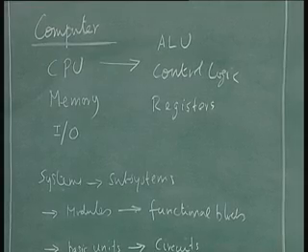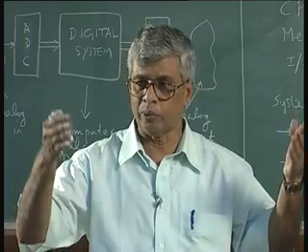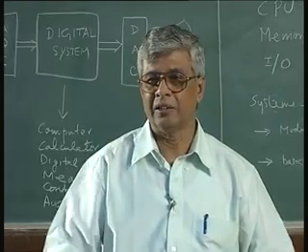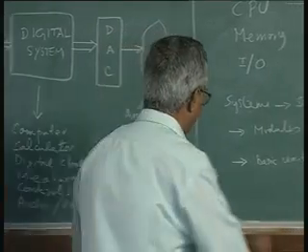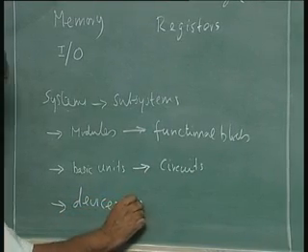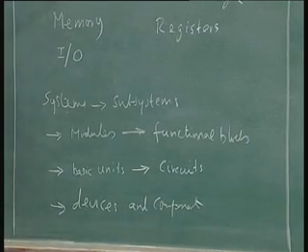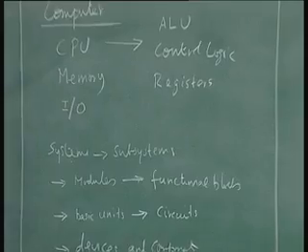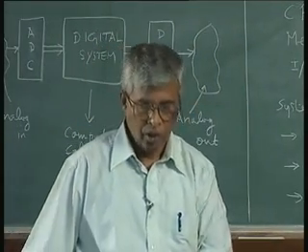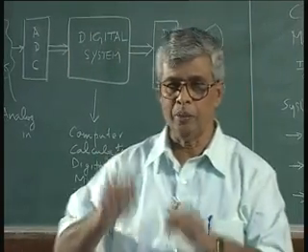So, any digital system can be broken down into subsystems, subsystems can be broken down into modules, modules into functional blocks, functional blocks into logic units, logic units into circuits. Circuits are made up of devices and components. But you do not need this, you did not read it in high school physics, and many of the users of computers today do not know what is inside a computer. For them it is a computer, they only turn it on and type on the keyboard and they should get the message they want.